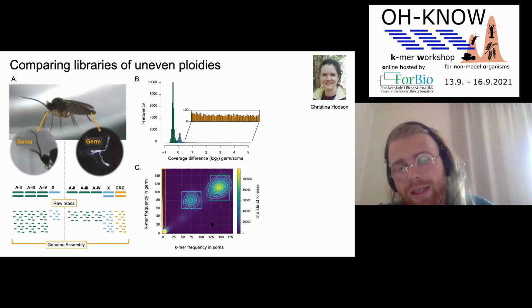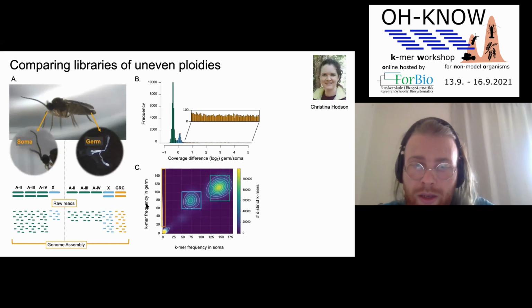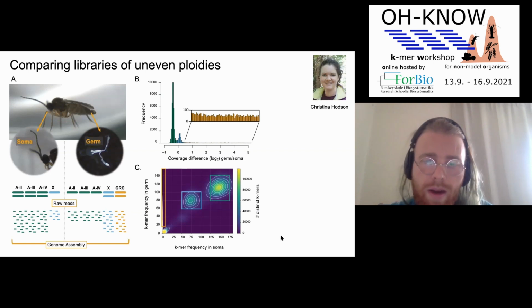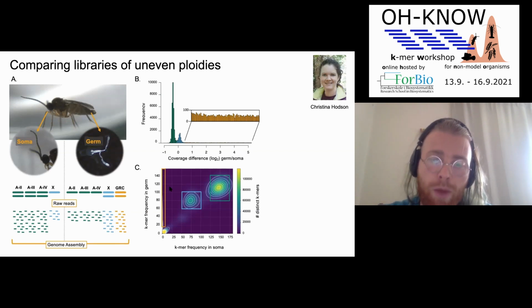So you can clearly see that the coverage even in the germline of autosomes is higher than of X chromosomes. And then we have the GR6.